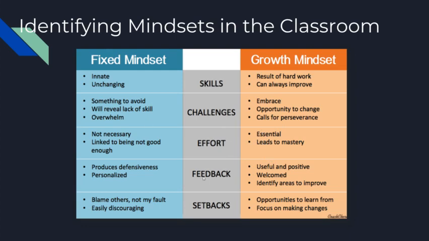For a fixed mindset student, feedback is a personal attack, or it produces defensiveness in that student. They don't want to hear what they've done wrong because what they've done should be right. And for a growth mindset student, feedback is a very useful tool. It's welcomed and it helps them identify areas where they need to improve so that they can improve their mastery of the area. A fixed mindset, when looking at setbacks, blames others. It's never their fault. They are easily discouraged and it can harm their ability to want to learn. While a growth mindset student looks at setbacks as opportunities to learn, and they focus on making changes.